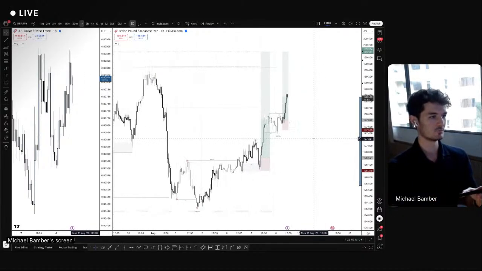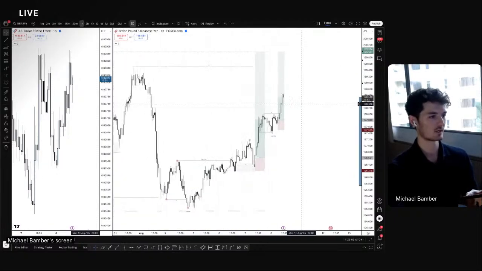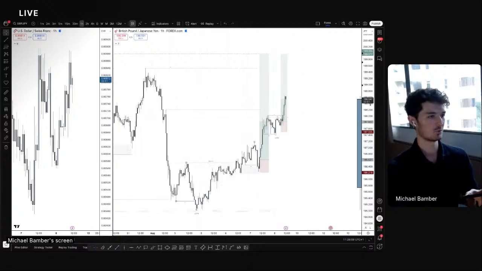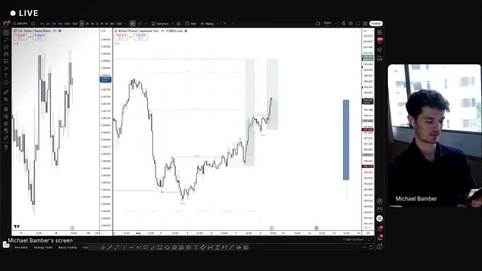Pound yen moving beautifully. The plan of action is here. I'm going to see how the market comes into a close, but structure's not changed. I will happily hold this into next week if structure still backs it up.